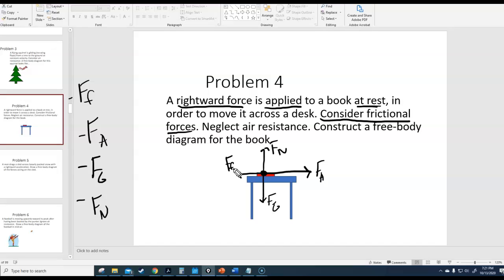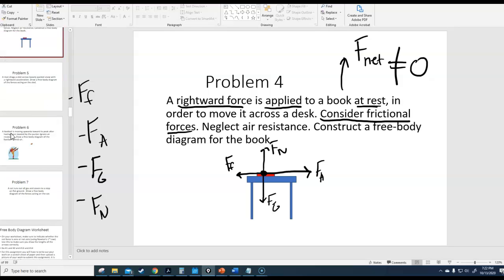Well, remember, an object in motion or an object at rest remains at rest unless acted upon by a net force. So if it's going to speed up, that means that the net force is not equal to 0. And so I need to draw this so FA is longer than FF. If it was being pushed at a constant velocity, that would be different. If it was being pushed to the right at a constant velocity, then I would draw these arrows the same to give me a net force of 0. Okay, so pause there if you need to look at that some more.